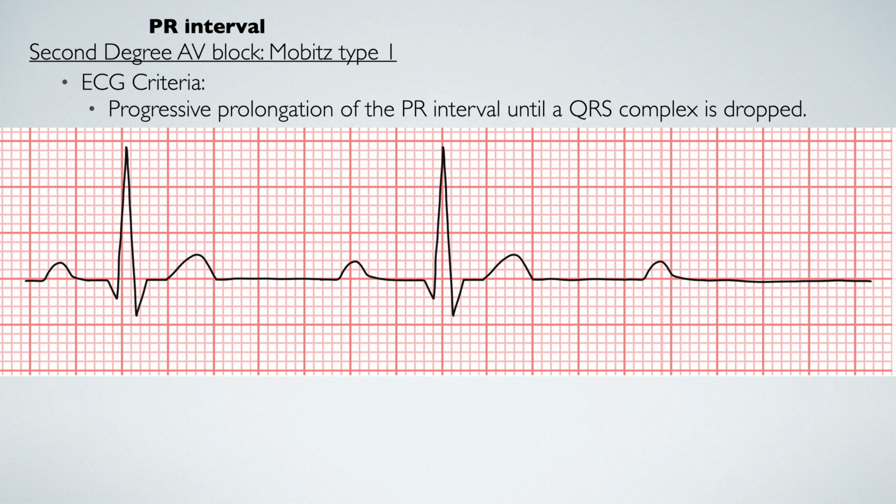The diagnostic criteria for Mobitz type 1 is a progressive prolongation of the PR interval until a QRS complex is dropped. If we measure the two PR intervals here, we can see that the first is 7 small squares in length and the second is 9 small squares. After this, a P wave presents, but there is no QRS complex, meaning the electrical impulse has not been conducted to the ventricles.